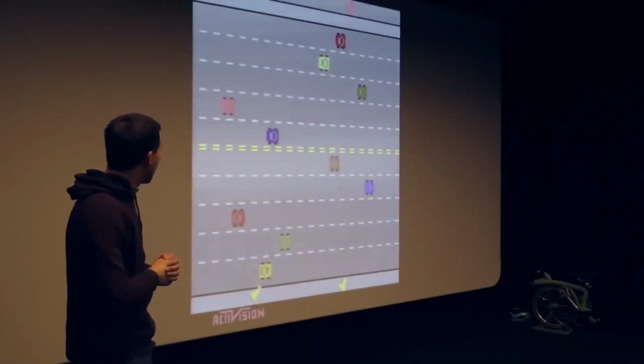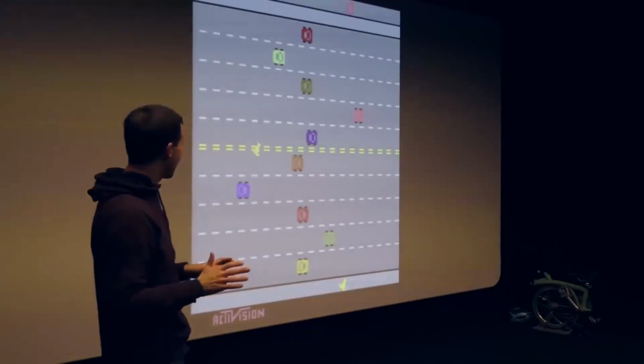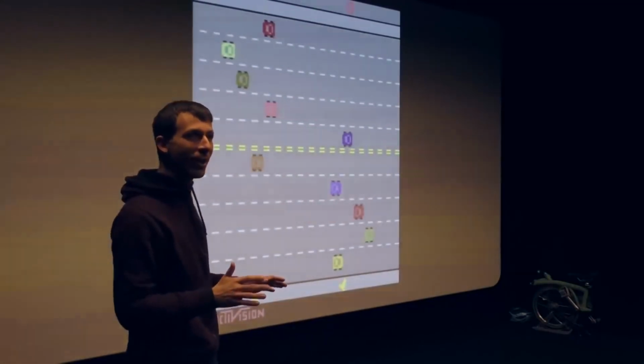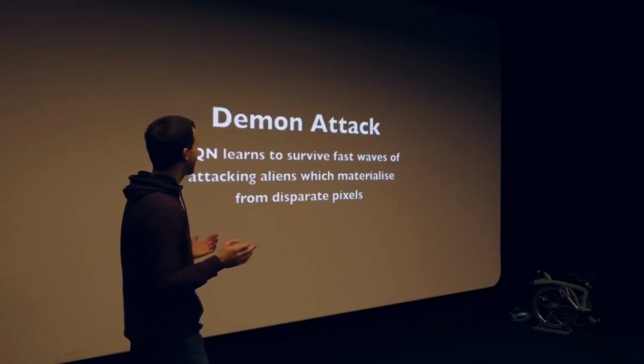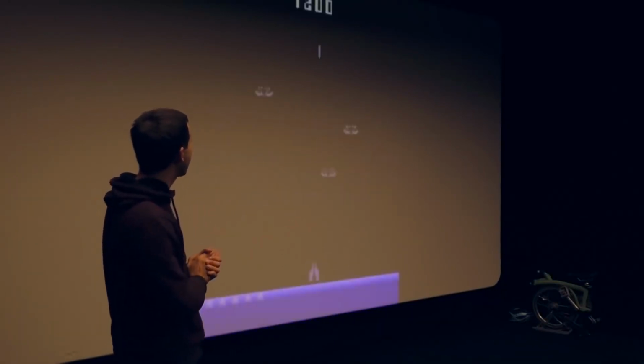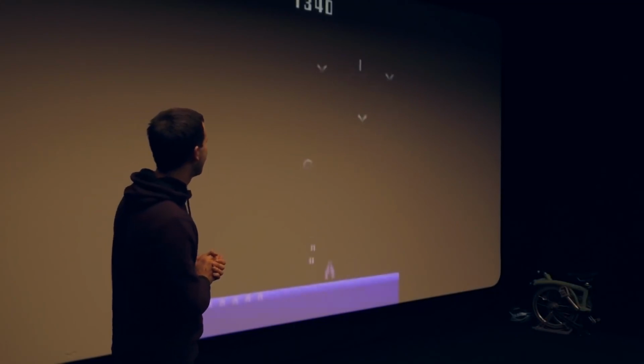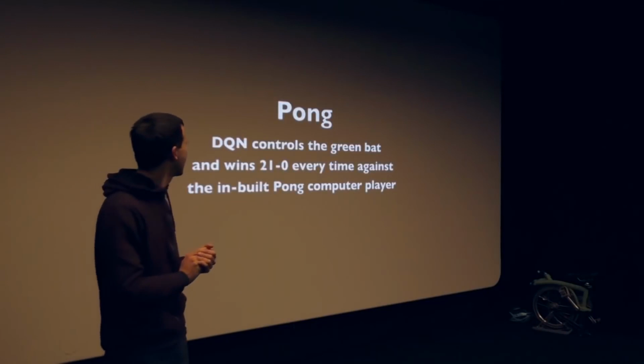that we played against. This is a really ridiculous game where the game is literally to make a chicken cross the road, and it learns to do that. This is more of a classic shoot 'em up Space Invaders type game called Demon Attack. It learns to duck in and out of the bullets and shoot all the aliens.